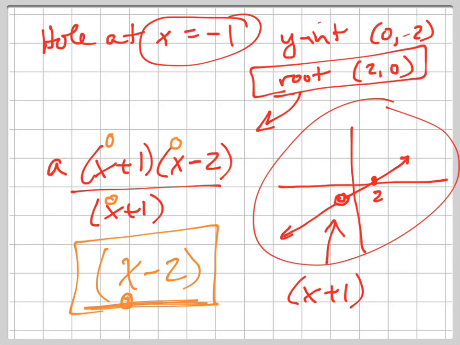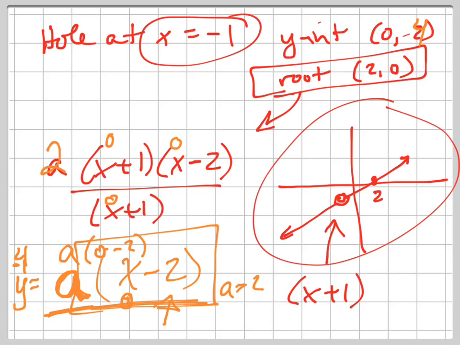When I plug in 0, if I didn't get -2, there's a little bit more work that you have to do, because that means there's a factor in front that you have to figure out to make that -2. So on your test, they might say something like the y-intercept is at -4. And if they said that, then you need to say -4 is your y-intercept equals a times 0 minus 2, which means a equals 2. And so your equation would have been that if that was the case. That's not the case, so your answer is just that right there.